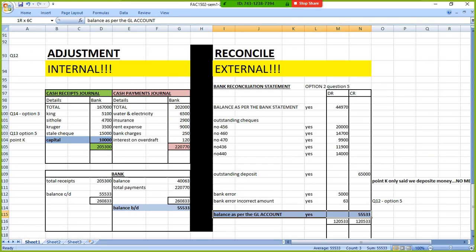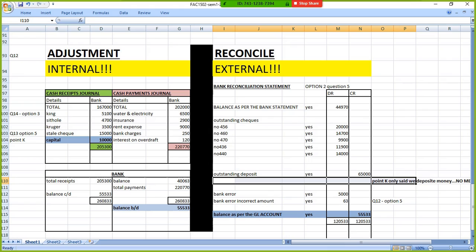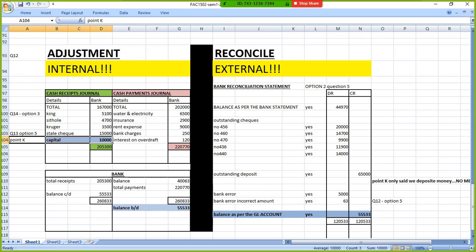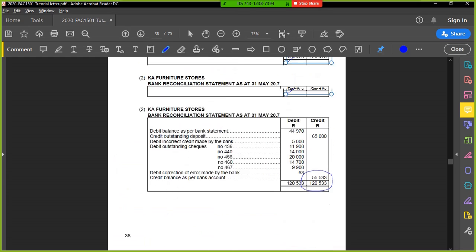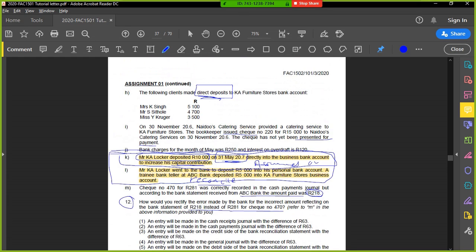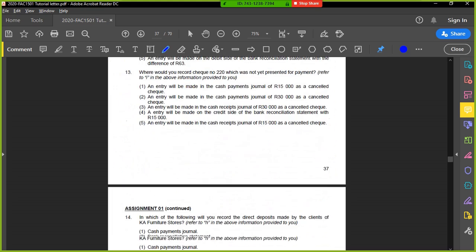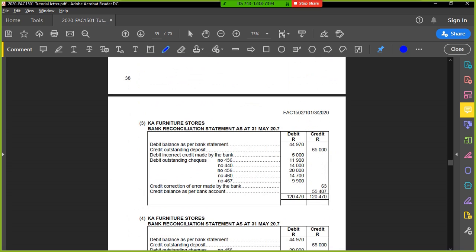So you can see I made a mistake with that point K. Point K had to go on this side because there was no outstanding amount from the bank. So the bank was very efficient. Just to revisit that point, the bank literally deposited the money on the day that you deposited. There was no delay. Okay. All right. So that's one.